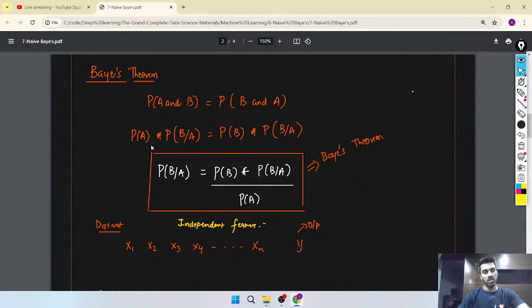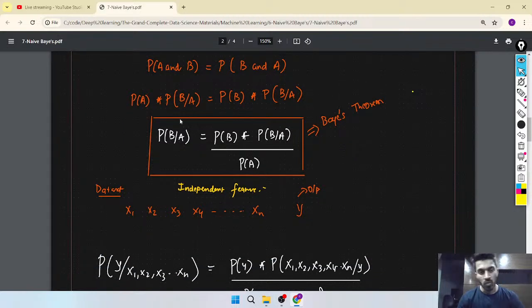And there is also a factor, probability of B, but it is also in this formula, so you can neglect it. I will tell you later why. This is the correct formula: probability of A given B equal to probability of A into probability of B given A, divided by probability of B. So you can put it like this also.